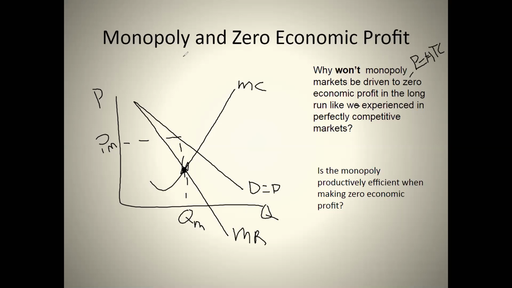Okay, so we need to put an average total cost curve in here, where the average total cost curve is going to intersect the price right here. So it's going to be tangent to the price. And so we're going to start our average total cost curve.